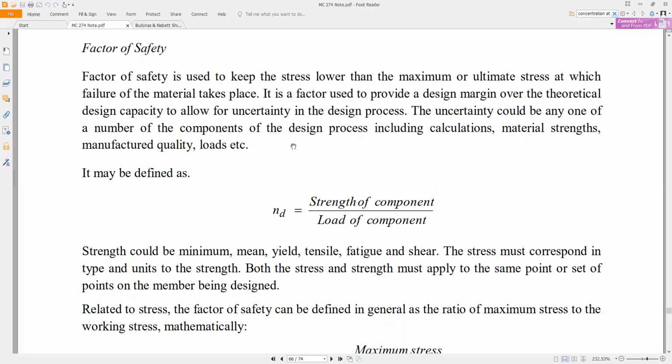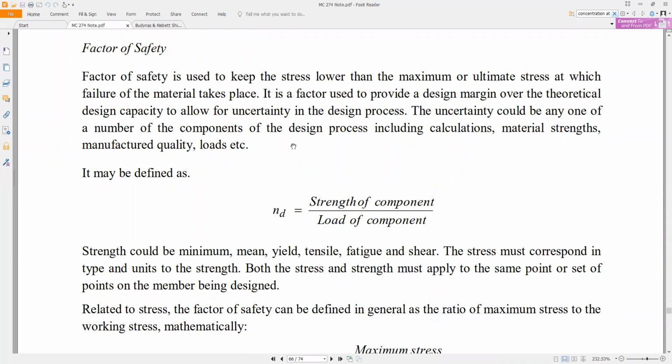And it is a factor used to provide a design margin over the theoretical design capacity to allow for uncertainty in the design process. So those uncertainties, you allow for them, and you make room for those uncertainties. So in cases where the stresses built up in the material may be higher than your design stress, you are safe. Because of that safe margin you've put in there, those stresses may not reach the ultimate stress of the material, which may cause the parts to fail.